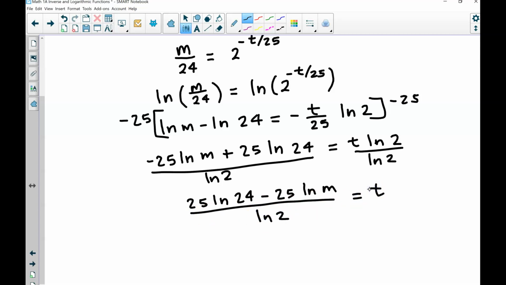And if we wanted to simplify that a little further, we can factor out the 25 and the denominator, natural log of 2, and that would be times the natural log of 24 minus the natural log of m, and that's equal to t.